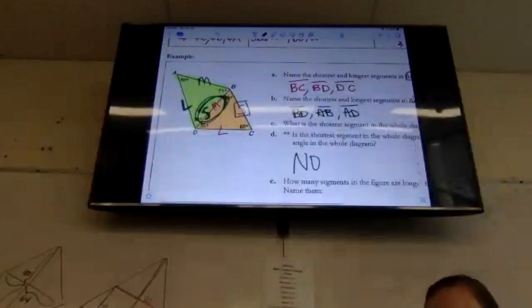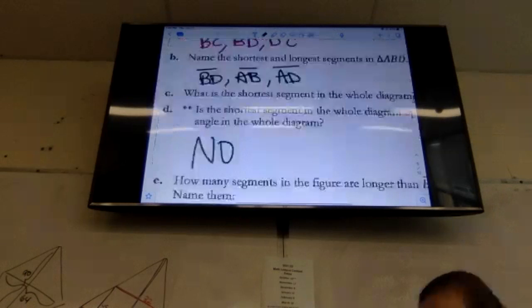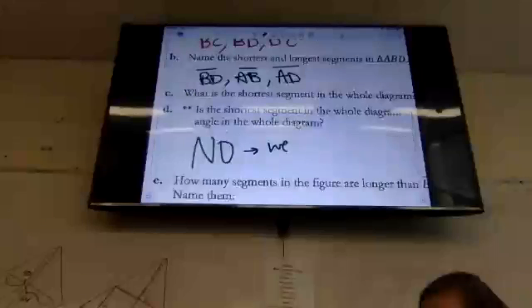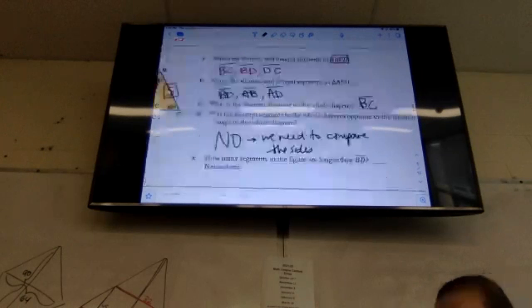That was a lot of words. It's the shortest segment of the whole diagram. No. You guys just told me that your thought process was let's find the smallest angle and let's pick the side across from that. And I told you it doesn't always work like that. We got to work comparatively. So I'm going to say no. We need to compare the sides. So you can't just pick the smallest one. We need to label all the sides and we need to compare them.